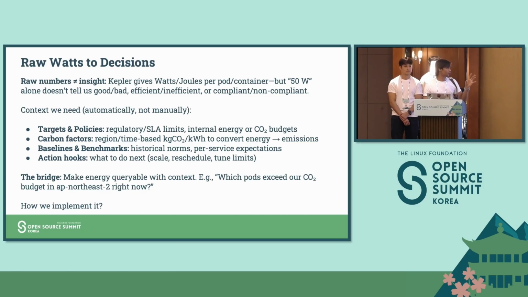So that's what's missing. If we look at the bridge, let's say we need information like which pod exceeds our CO2 budget in AP Northeast 2 right now. This kind of information is not present in the Grafana dashboard. So we need these kinds of questions asked, and we need the answers to be given. How are we going to implement it? That's the question. That's where MCP comes in.